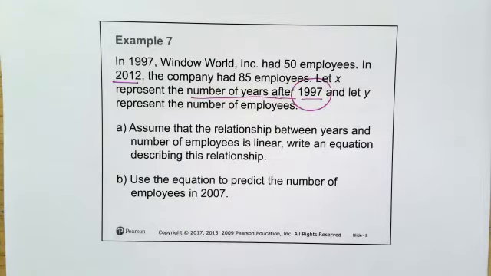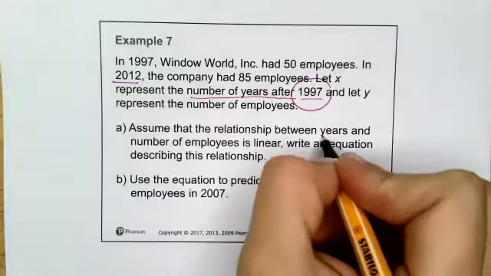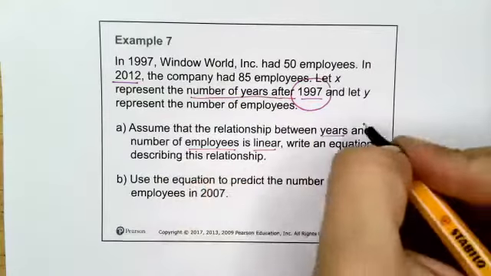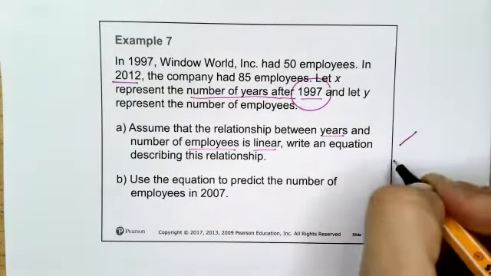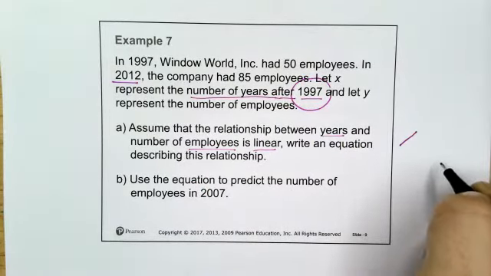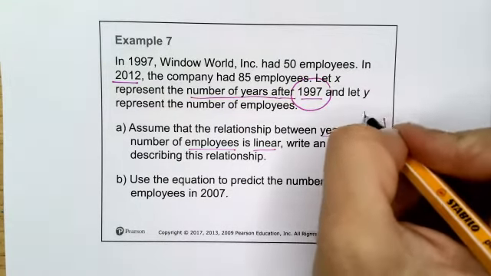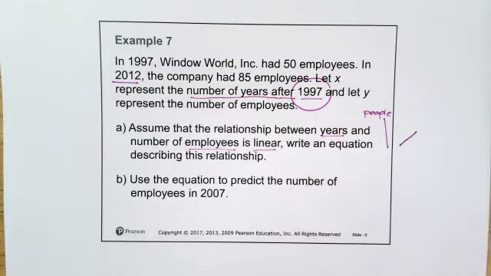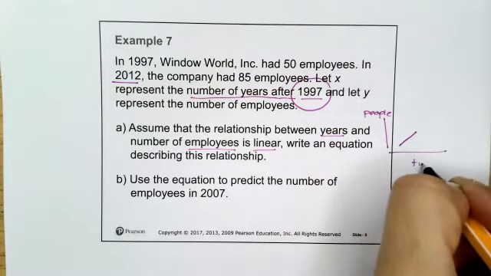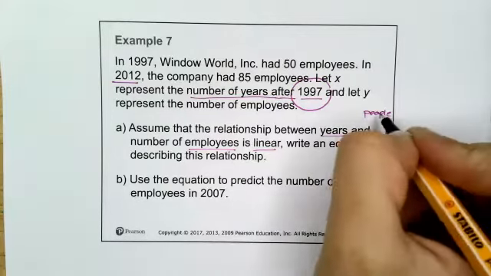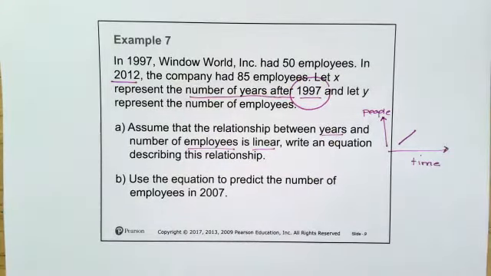In 1997, Window World had 50 employees. In 2012, the company had 85 employees. X represents the number of years after 1997. Y represents the number of employees. So the relationship between the years and the number of employees is linear. That means it makes a straight line. If your x-axis is years and your y-axis is people, right? So this would be your people increasing, and this would be time or years increasing. There's a linear relationship between the two.